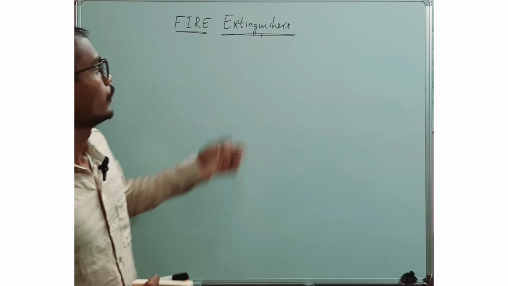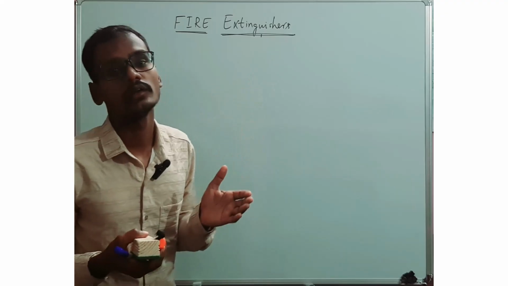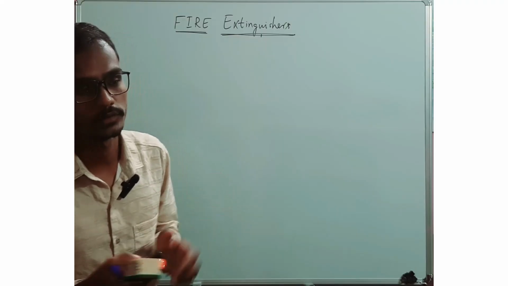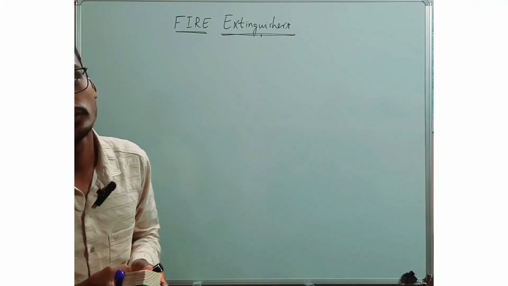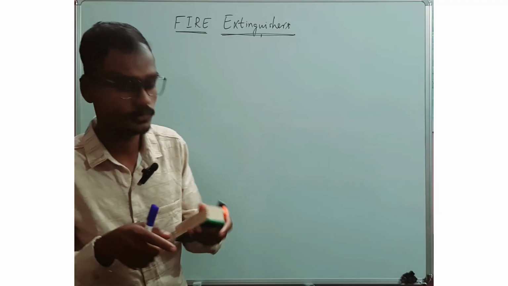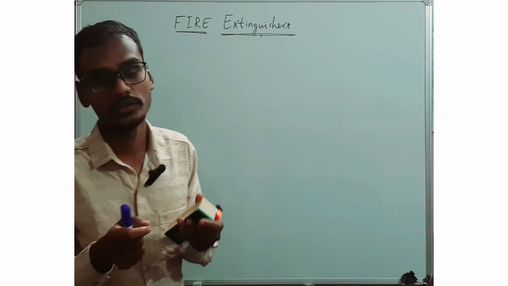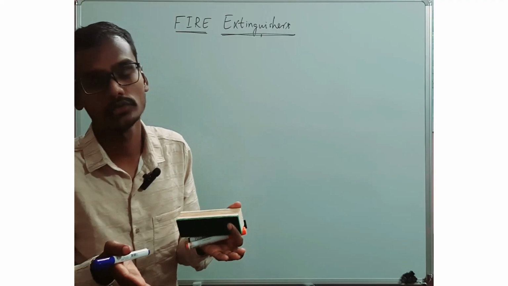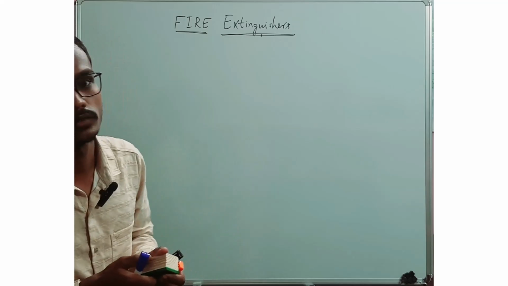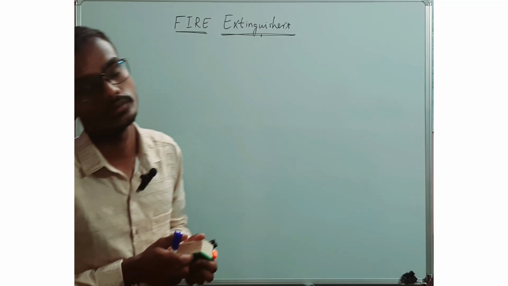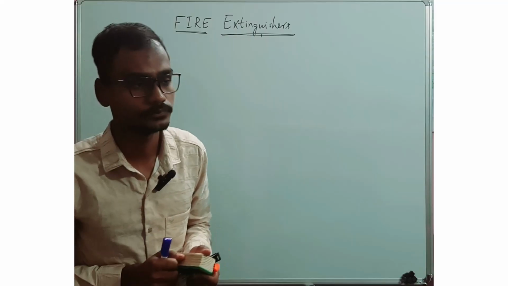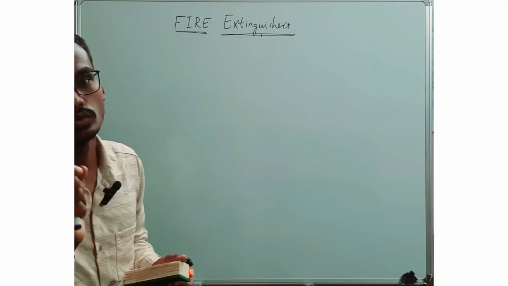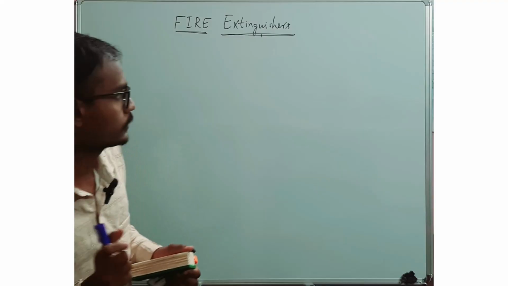This is the class on fire extinguishers. It means we use some chemicals or some substances to control the fire or douse the fire. We have definitely seen red colored cylinders, and in some places a sand bucket, in our surroundings. Why do we keep such things? Because to control the fire, right?